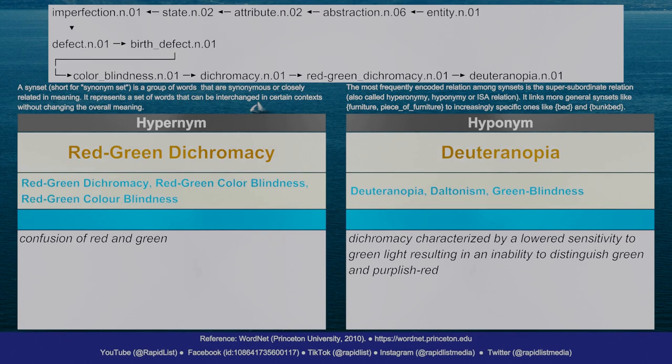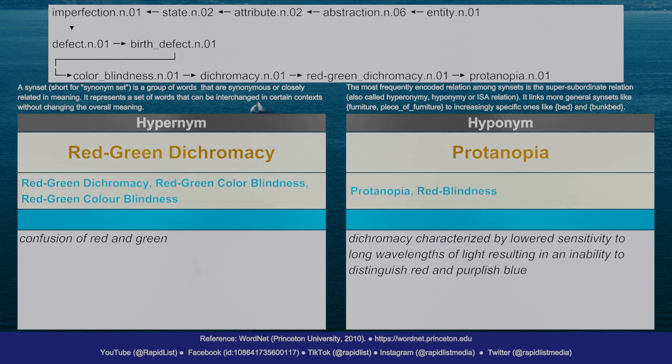Deuteranopia. Dichromacy characterized by a lowered sensitivity to green light, resulting in an inability to distinguish green and purplish red. Protanopia. Dichromacy characterized by lowered sensitivity to long wavelengths of light, resulting in an inability to distinguish red and purplish blue.